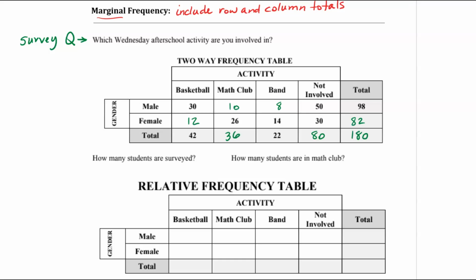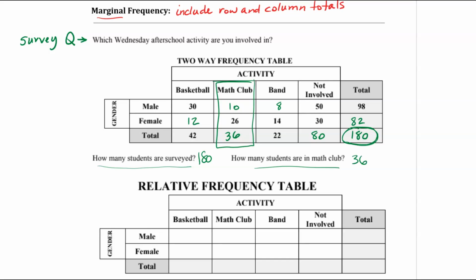Check your answer. Now we want to know how many students are surveyed, and we know we can look at this last cell over here, which is the total number of people and the total number of activities. So 180 students were surveyed. How many students are in math club? We can look at the math club column right here, and the total male and female students involved in math club is 36.